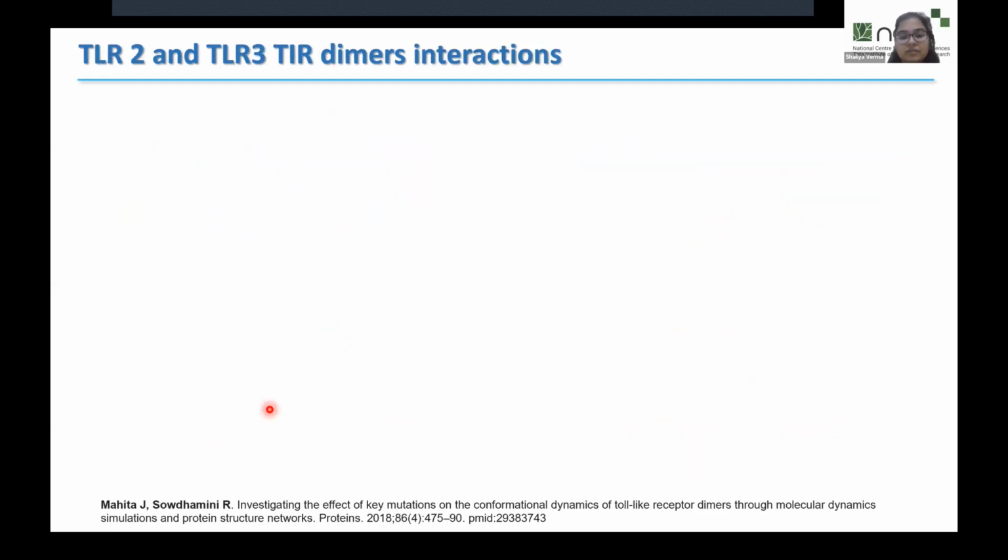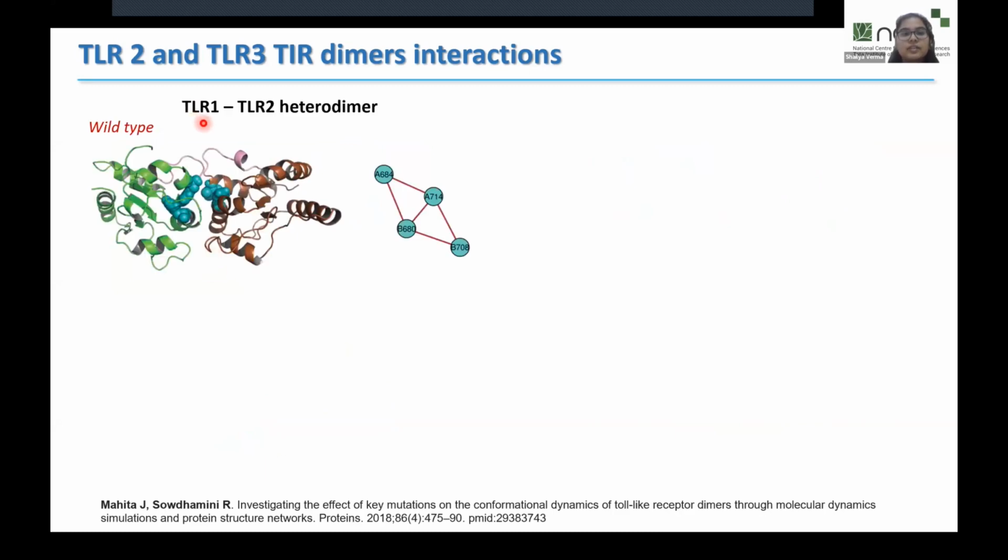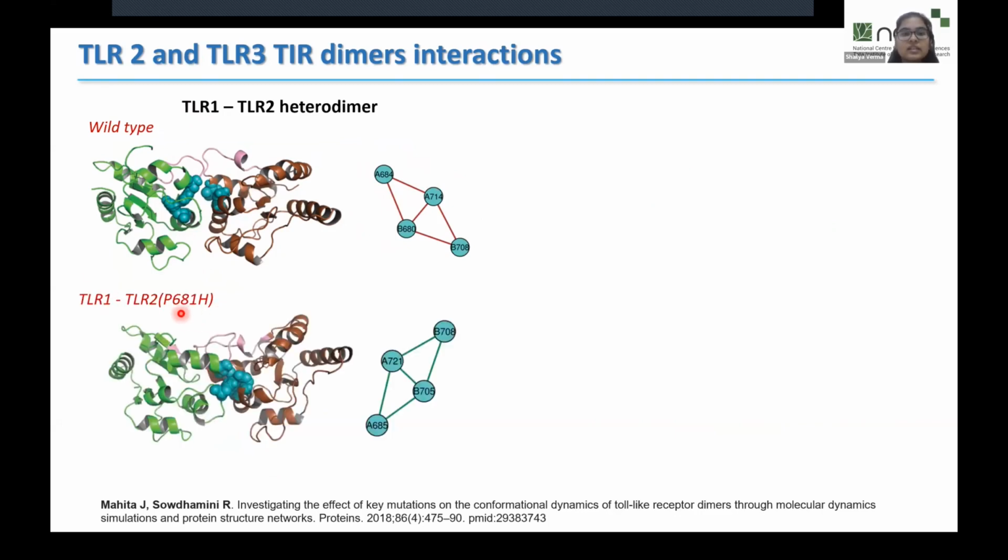So to quote one of the examples from this paper, there was a study where the communities in terms of the amino acids which are interacting between these two dimers were observed, and they found that a few of the residues from each of the chains were important for interaction. But in the case of a mutation, say P681 to H, which is in the BB loop, it changes the community pattern in the case of TLR1 and TLR2 interaction. And because of such changes, the downstream signaling is abrogated, and the TIR binding to MyD88, which is the downstream partner, is stopped.